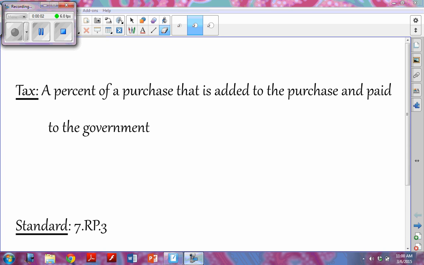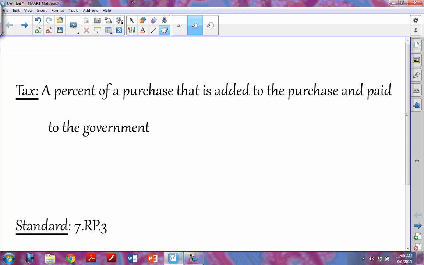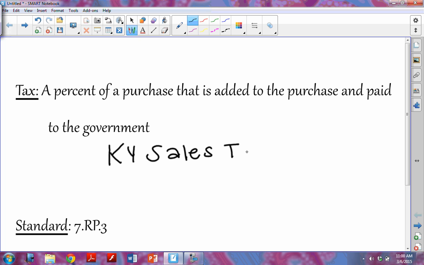This week, we're going to talk about tax. Tax is a percent of a purchase that is added to the purchase and paid to the government. In Kentucky, Kentucky has a sales tax of 6%. So that is the percent that we are going to need to remember this week as we talk about tax.